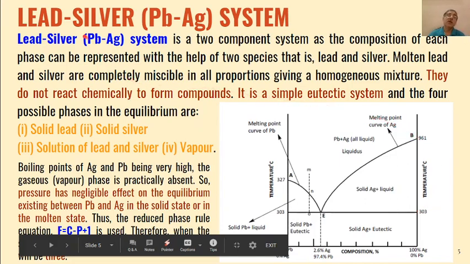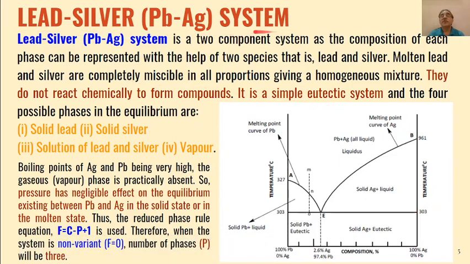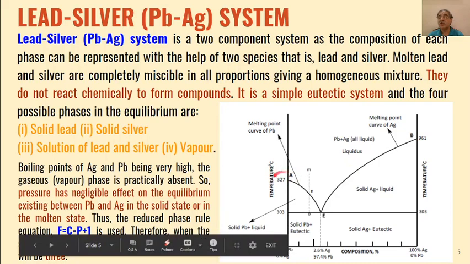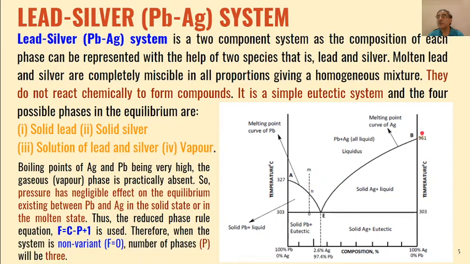So the first two component system which we will be studying is the lead silver system. The lead silver system is a two component system, as the composition of each phase can be represented with the help of two species, and these two species are lead and silver. So at point A we have pure lead, melting point 327. At point B we have pure silver, melting point 961.